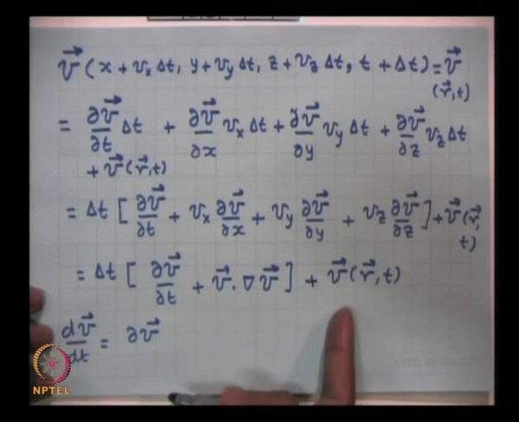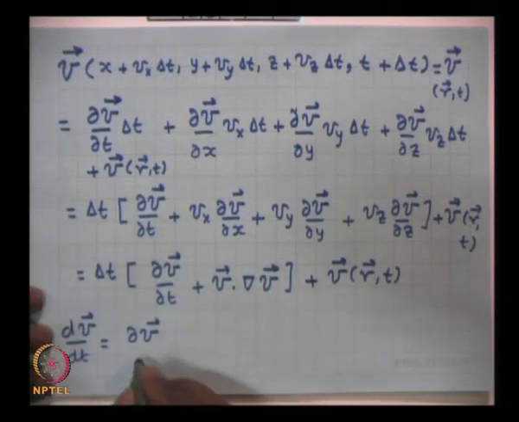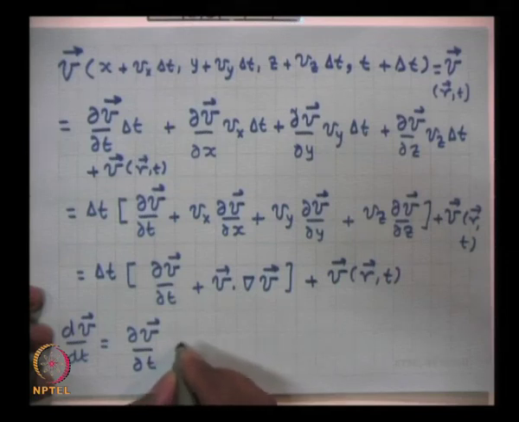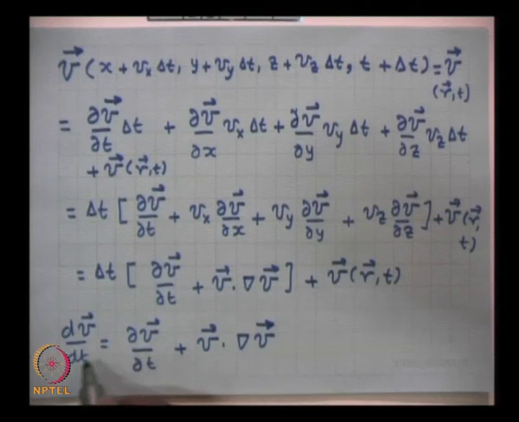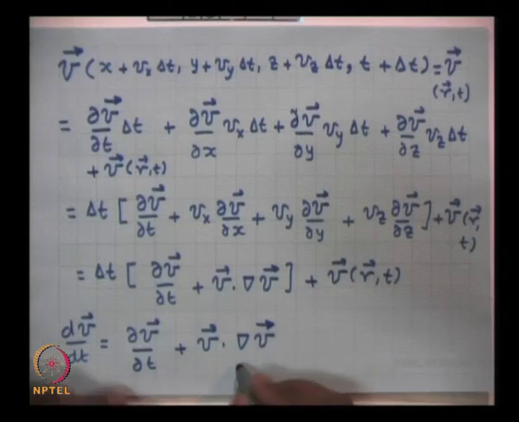So when you substitute this in the definition of dV by dt, it turns out to be delta V by delta t plus V dot del V. So there is a connection between the total time derivative and the partial time derivative. This is the additional term that comes over here. It is called the convective derivative.